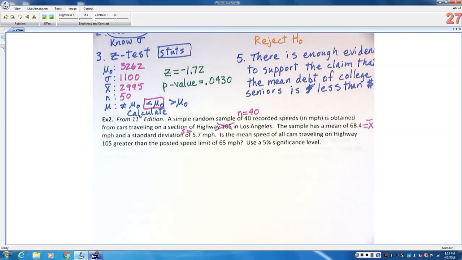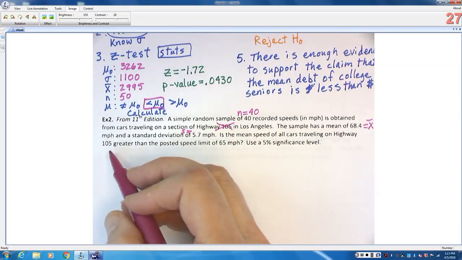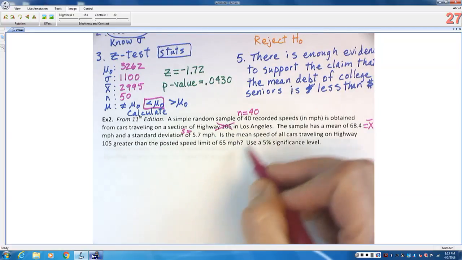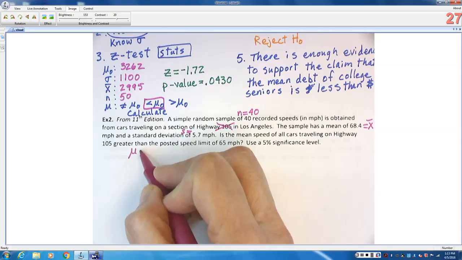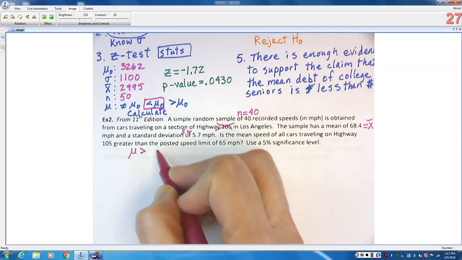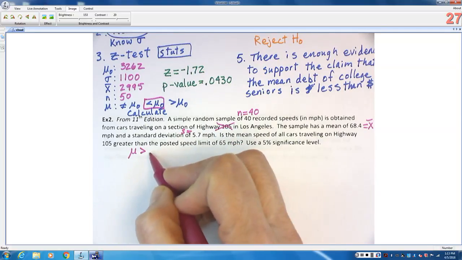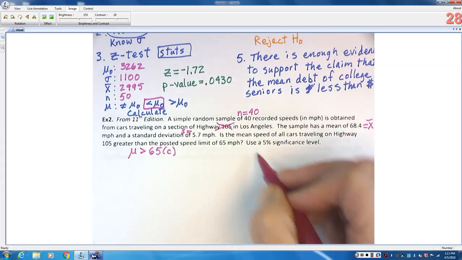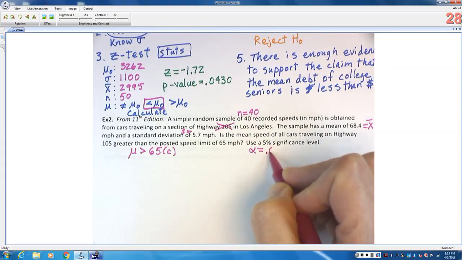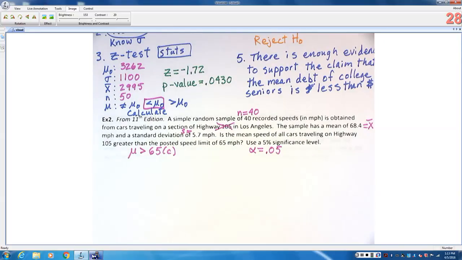And then the question is the claim now. Is the mean speed of all cars traveling on Highway 105 greater? The claim is always about a population, so we use the population symbol: mu greater than the posted speed limit of 65. There's our claim. Use 5% significance level, so change that to a decimal. I have that worked already. Example 2, I have it all worked out.